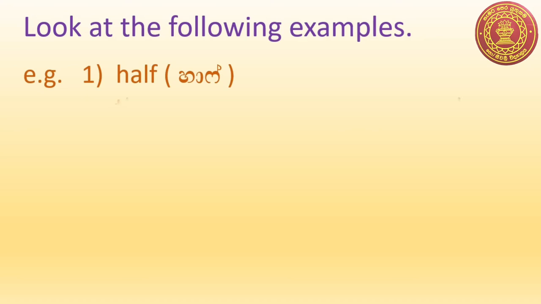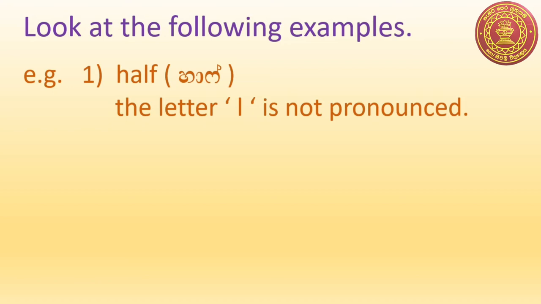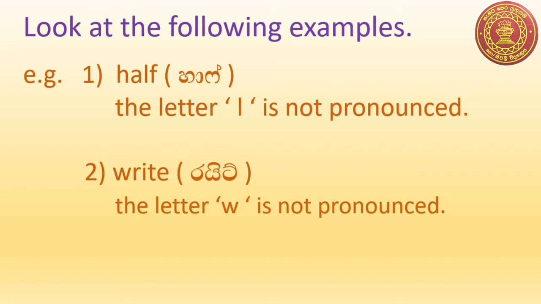Look at the following examples. The first word, half. In this word, the letter L is not pronounced. So, we call it a silent letter. The second word is write. In this word, the letter W is not pronounced.